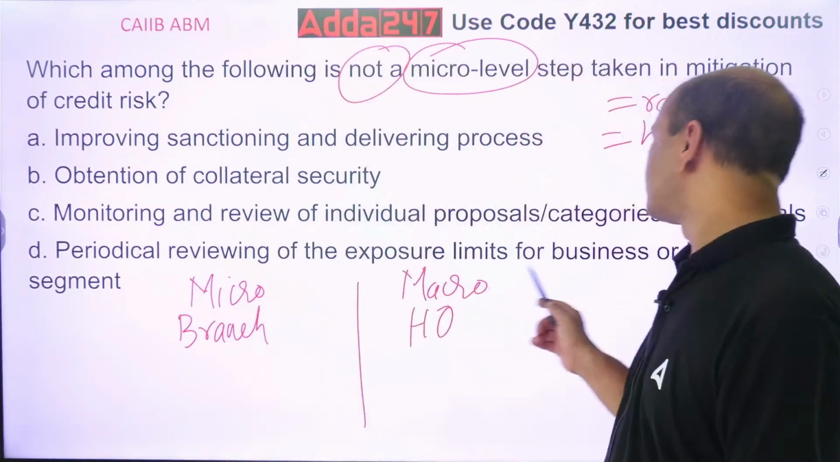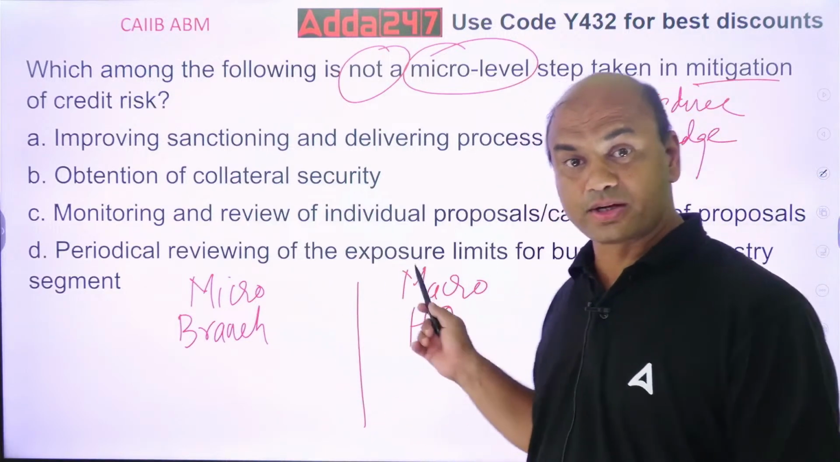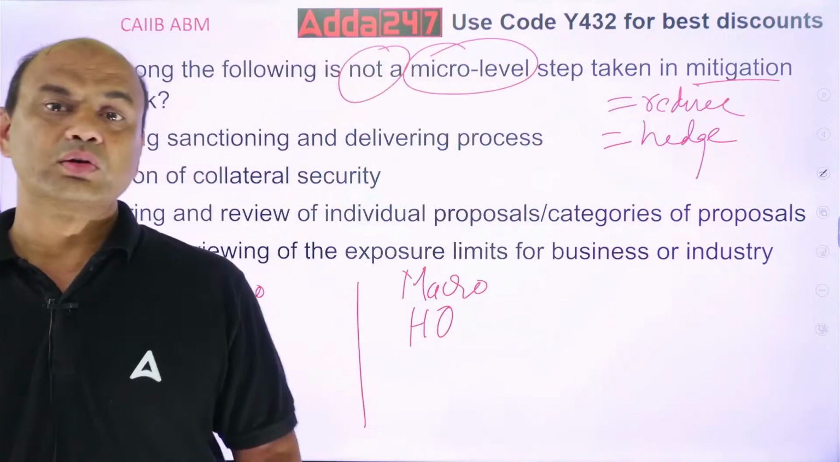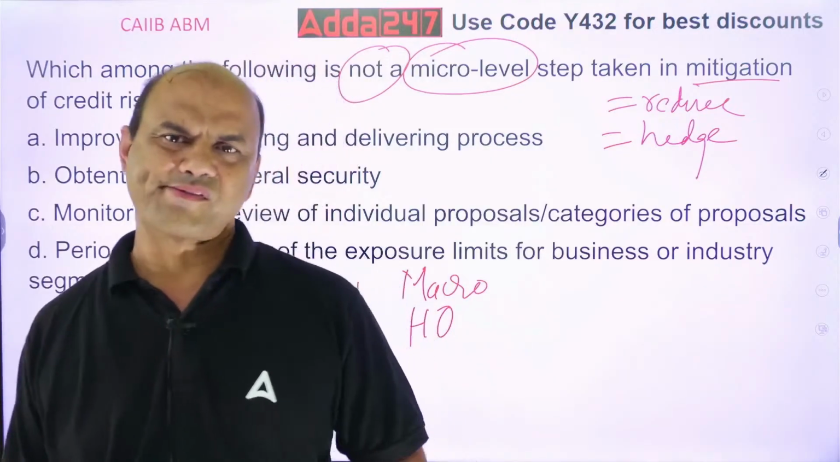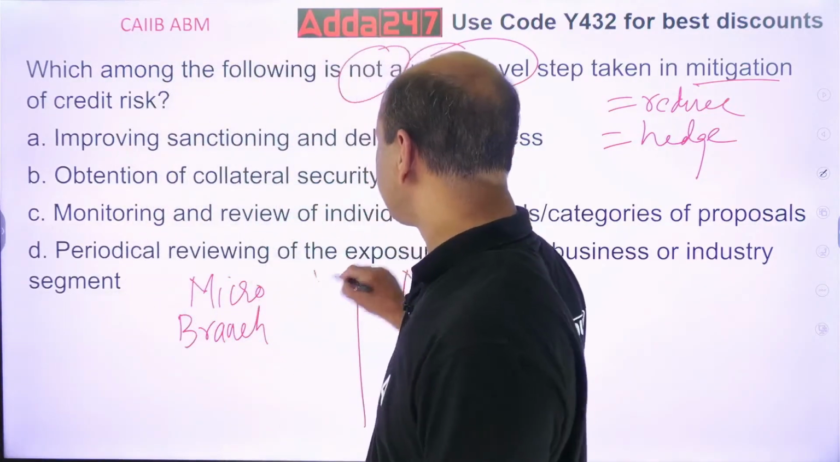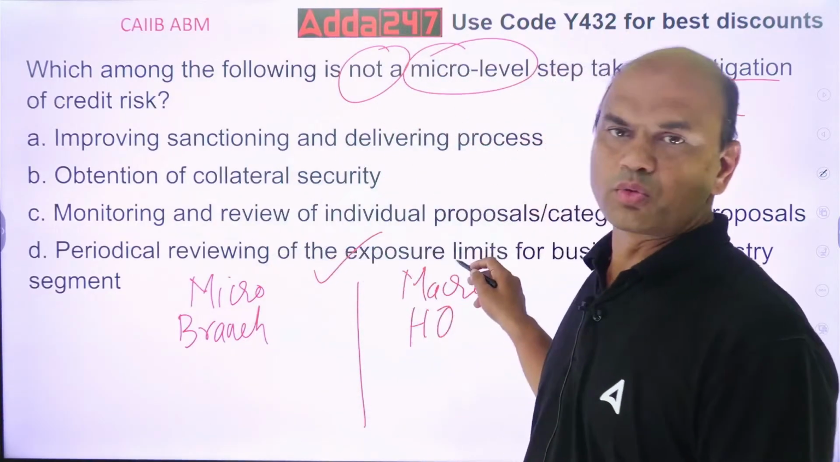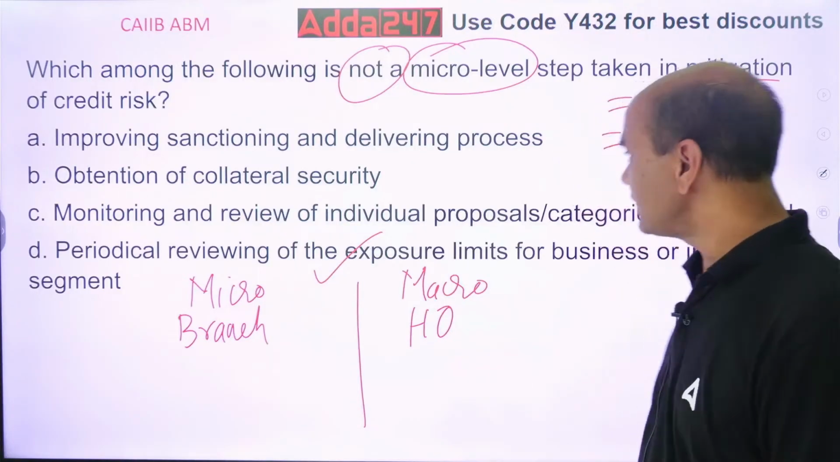So, look at this. Review of exposure limits for the business. This is a part of what? This is a part of HO. Will this be done at HO level or will this be done at a branch level? The overall banking portfolio, will a branch do this? No. So, this is a part of macro, not micro. Got it? Clear?